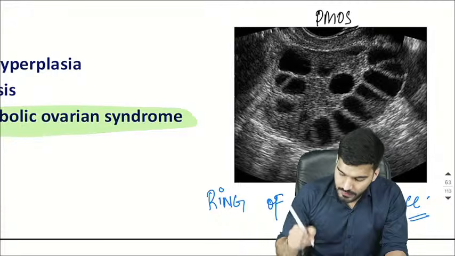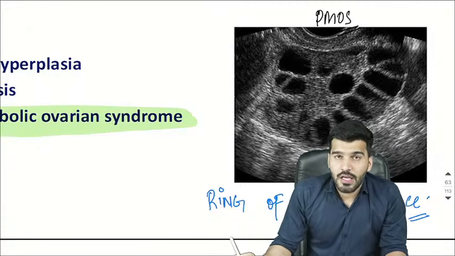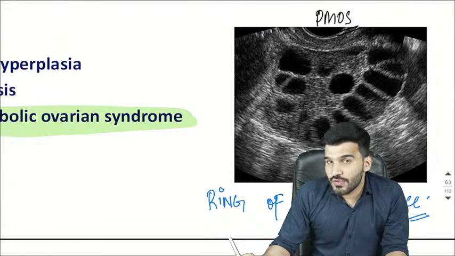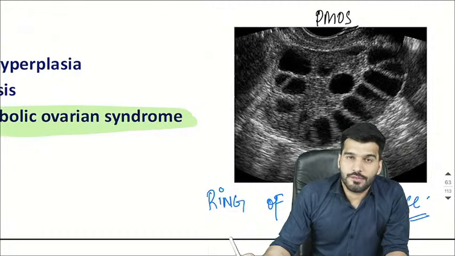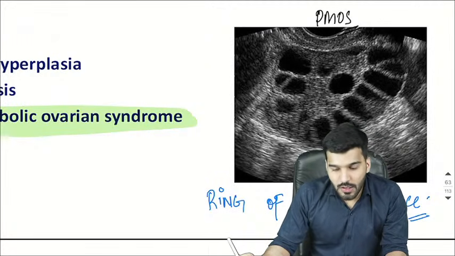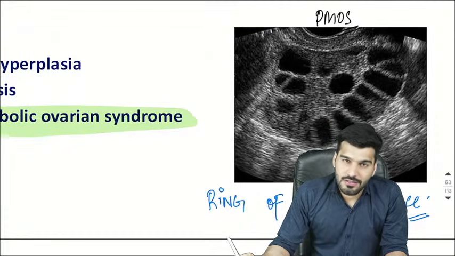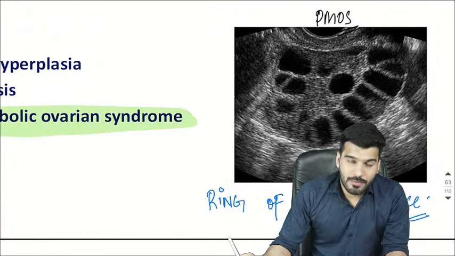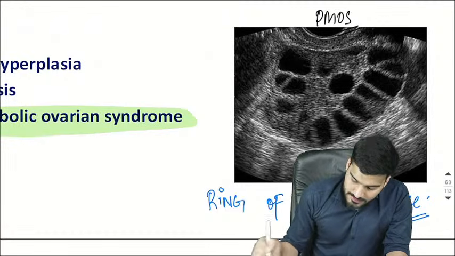Now if these follicles in the ovaries are in the center and they are big, and the question comes with the history of IVF, then your diagnosis is going to be ovarian hyperstimulation syndrome. Are you getting my point? OHSS, we will be discussing in the next topic. So remember, this is PMOS.